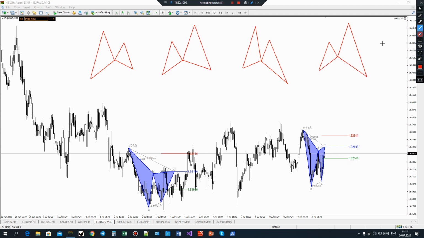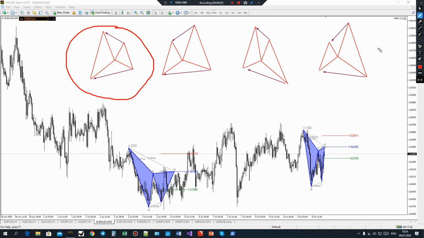So what are the main features? We see that this peak is less than this peak, and this trough is higher than this trough. This peak is higher than this, but this one is higher than this. So this one is lower, and this one is lower, and this one is higher, and this one is lower. You see that? These are structural differences in these patterns. A unified Gartley is this structure only.